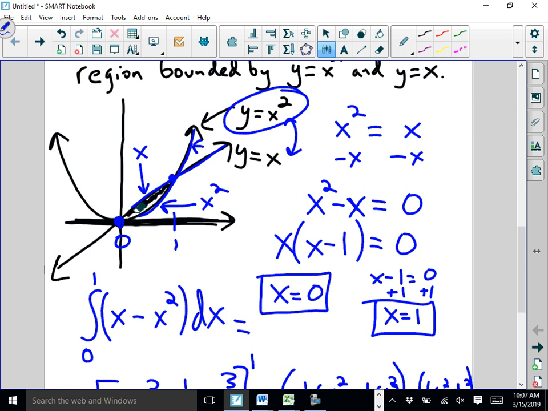Now I'm going to show you how we do this on our calculators. Now when you do it on your calculator, oftentimes these two intersections right here are going to be really ugly numbers. Okay? But that's okay because we're using a calculator. So, here's the next problem.